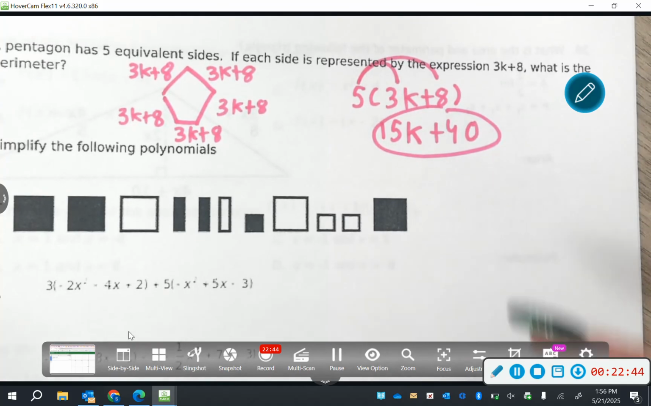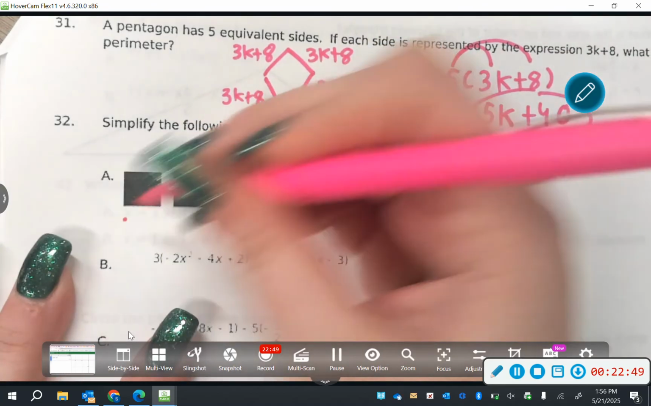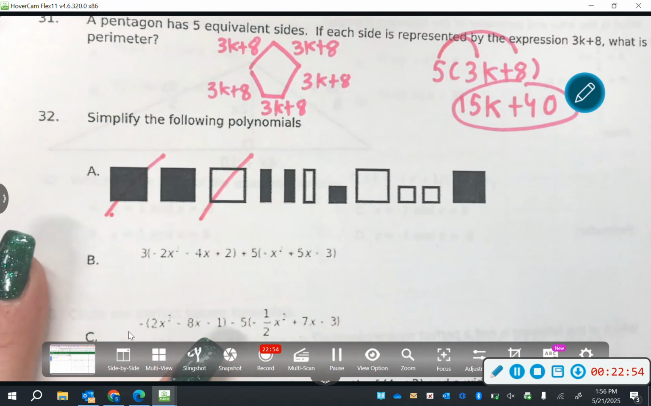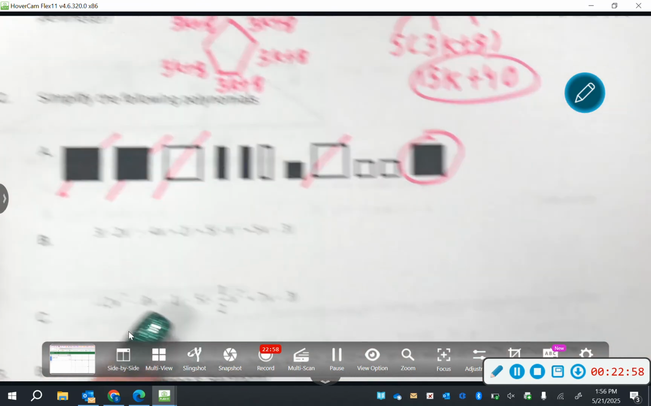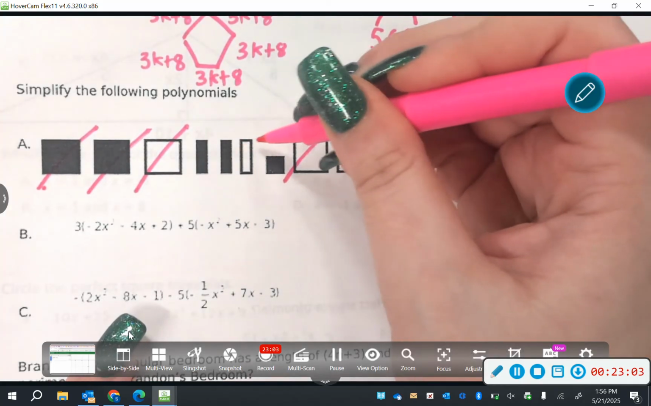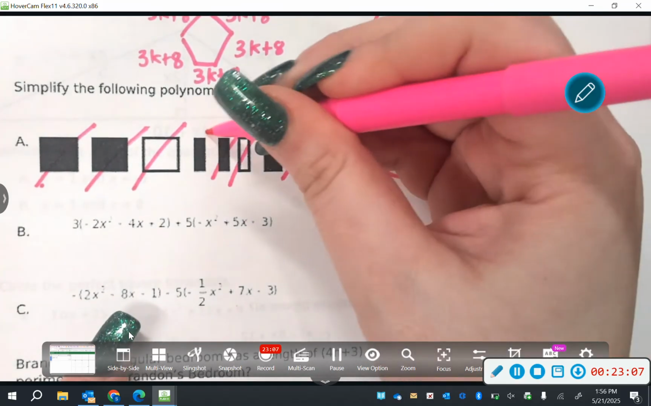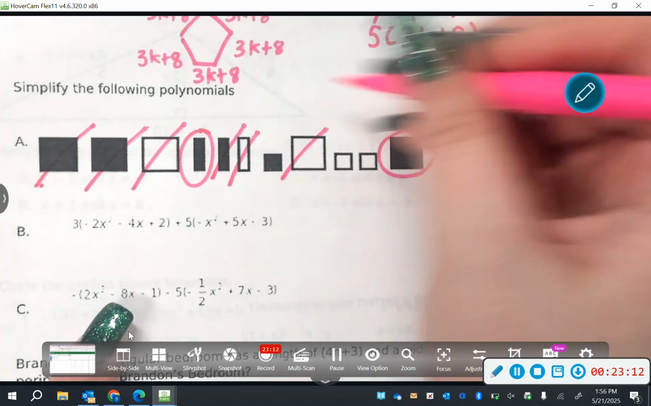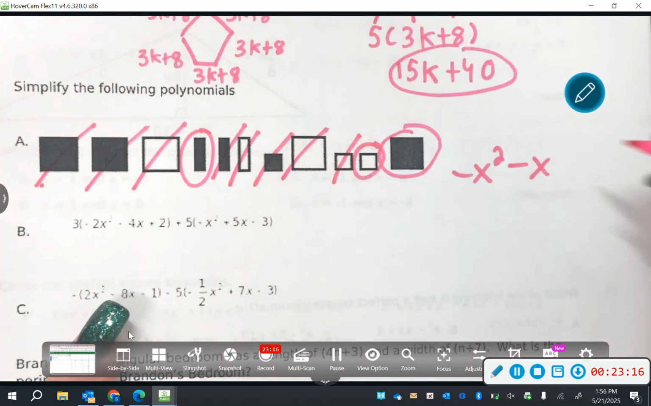Okay, let's see if I can try and wrap up 32 before I wrap up this video. Remember, your squares represent x squared. If they're positive and negative, they cancel out. Nothing cancels out with this one, so we're still left with negative x squared. These rectangles represent x's. Once again, if it's a positive and a negative, they cancel. This one has nothing to cancel out with, so we have a negative x. For my ones, we have a negative 1 and a positive 1. There's nothing to cancel out with this one.